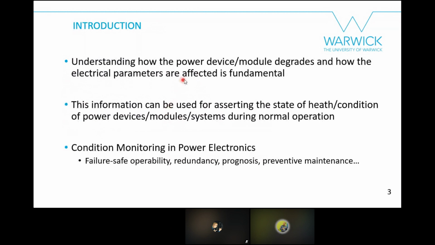Understanding how the power device and modules degrade and how the electrical parameters are affected is fundamental. This information can be used for assessing the state of health condition of power devices, modules, systems during normal operation. That's what you want to know. You want to understand how your module is affected by lifetime degradation. And this has raised the topics of condition monitoring in power electronics, which have associated other topics like fail-safe operability, redundancy, prognosis, preventive maintenance, and this is quite important. There are a lot of people working on these topics.